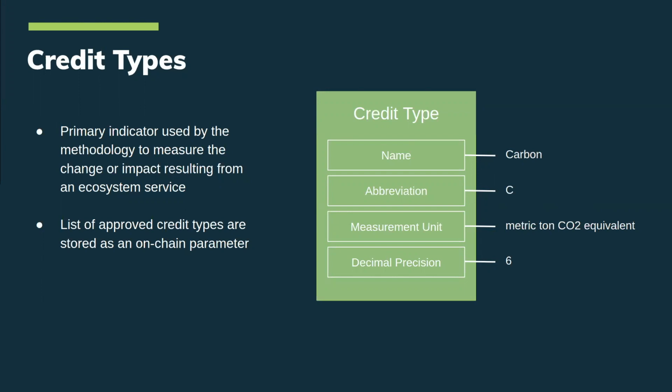And yeah, the credit type is something that needs to be included within the credit class when the credit class is created. And when the credit class is created, it can only use an approved credit type that is listed in the on-chain parameter for approved credit types.